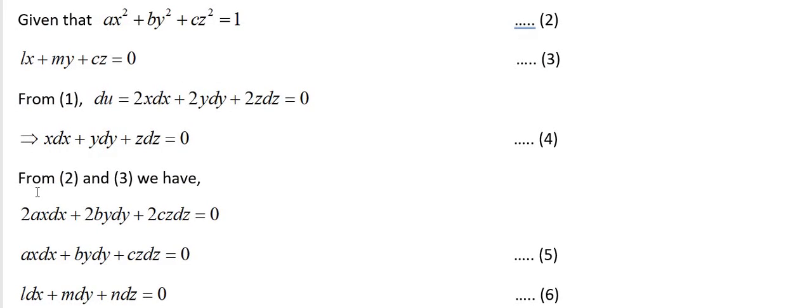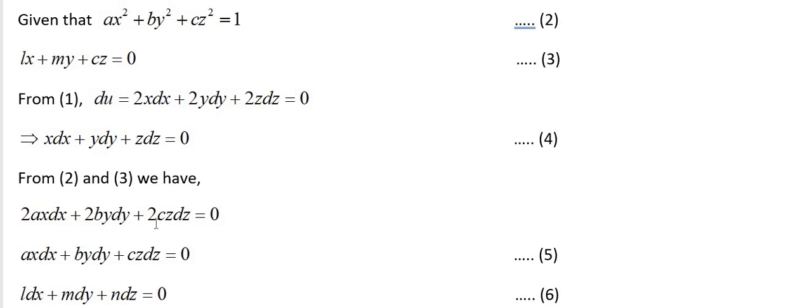Next, from 2 and 3. Observe, 2 and 3, I am going to differentiate both. First of all, I differentiate 2. The derivative of a constant times x square is 2ax dx. Similarly, 2by dy, because the differentiation of y square is 2y, and z square differentiation is 2z. That's why I get 2cz dz equal to 0.